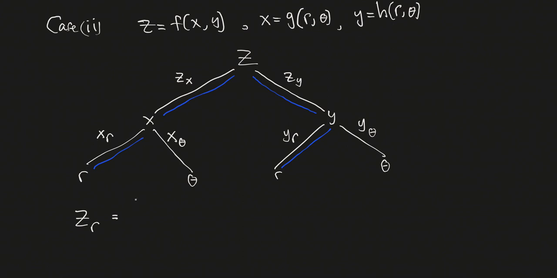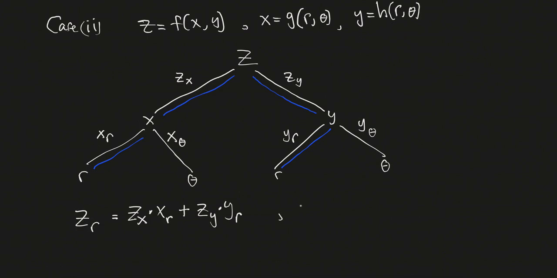So it looks like this. So we'll have z sub x times x sub r, along that path, or along this path, z sub y times y sub r. And that's the expression that represents the rate of change of z with respect to r.